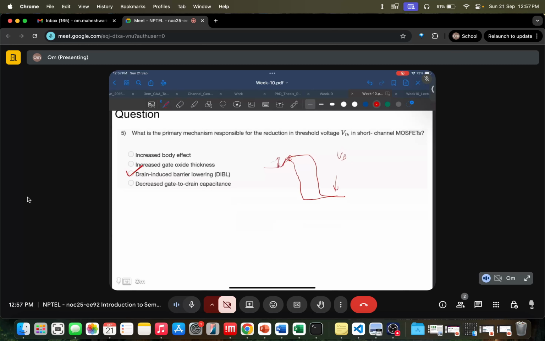This barrier basically controls the threshold voltage, that is, how much gate voltage you need to apply to easily allow the electrons to flow. But this barrier is already lower due to the drain voltage, even without doing anything with the gate voltage. We are losing gate control and the threshold voltage is reducing in short channel MOSFET, which is due to drain induced barrier lowering, DIBL.